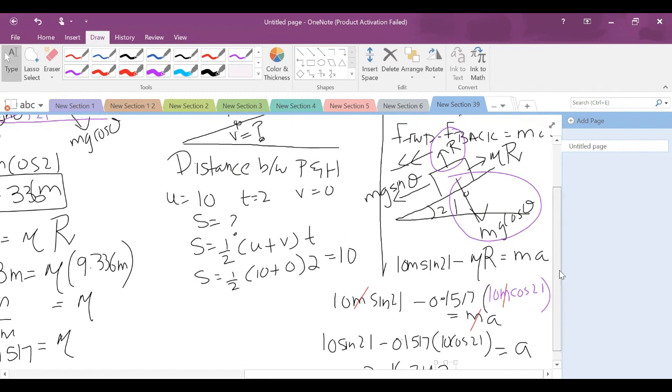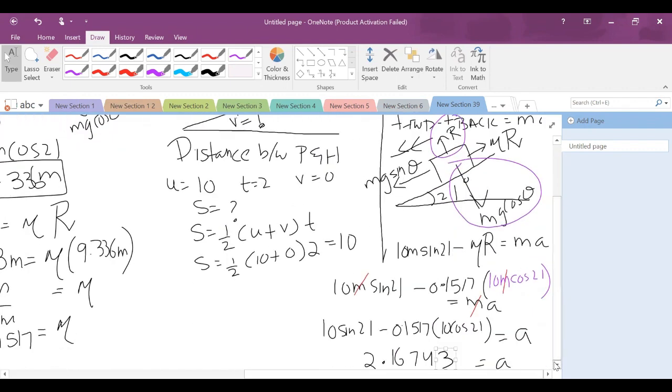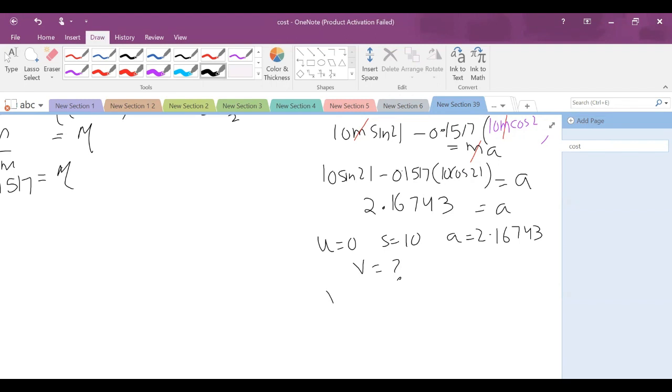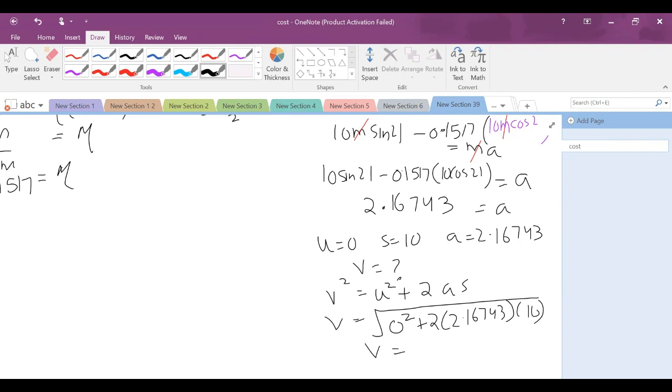So अब आपके पास u है 0, s है 10, a है 2.16743 और v है question mark. So we're going to use v square equals u square plus 2as. So v equals square root 0 square plus 2 times 2.16743 times s, which is 10. इससे v आएगा, which is 5.66.